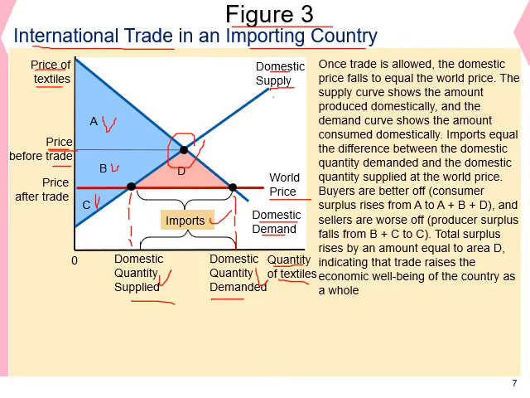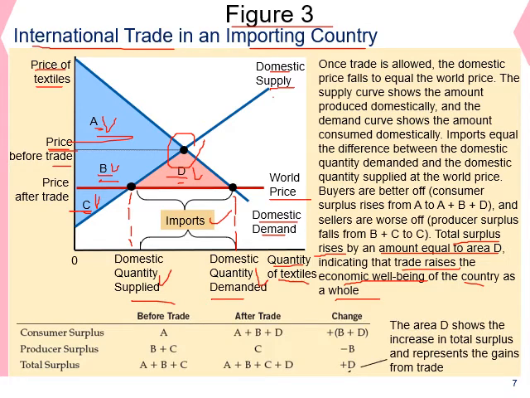So with trade, the producer surplus is only area C now. The consumer surplus will increase and will be area A plus B plus D. The total surplus would be area A plus B plus C plus D. This indicates that with trade, total surplus rises by an amount equal to area D, indicating that trade raises the economic well-being of the country as a whole.